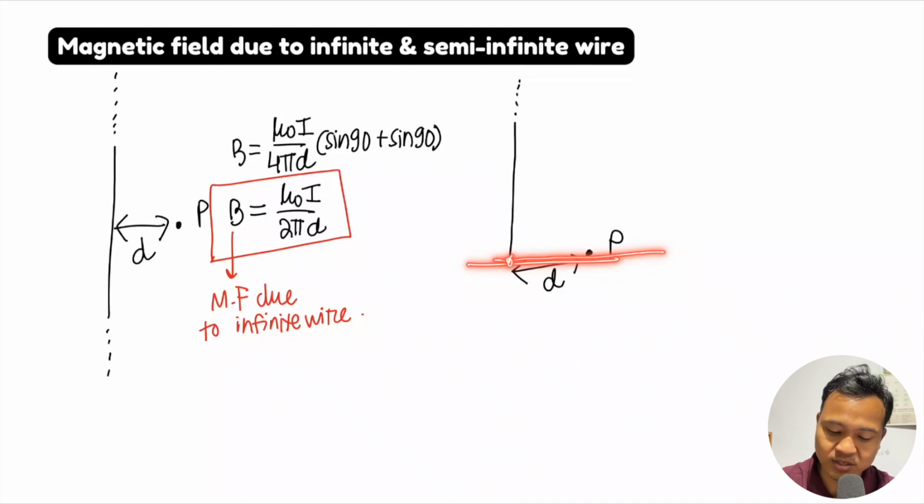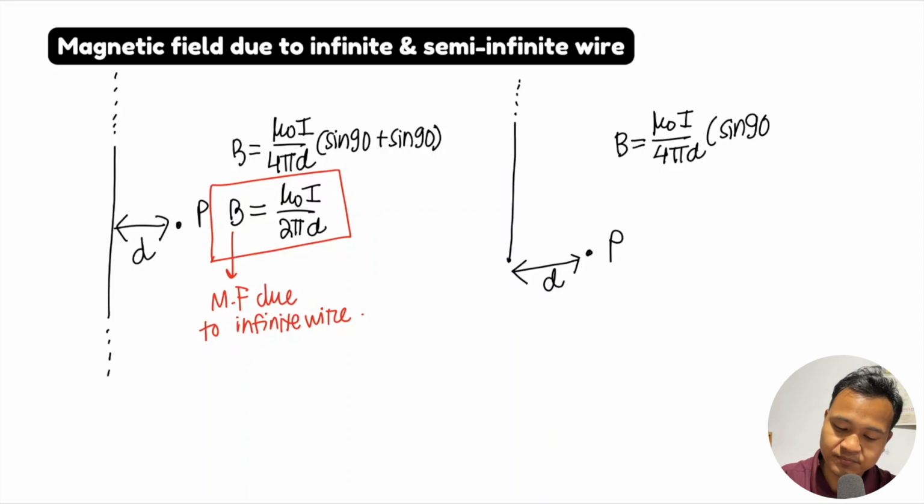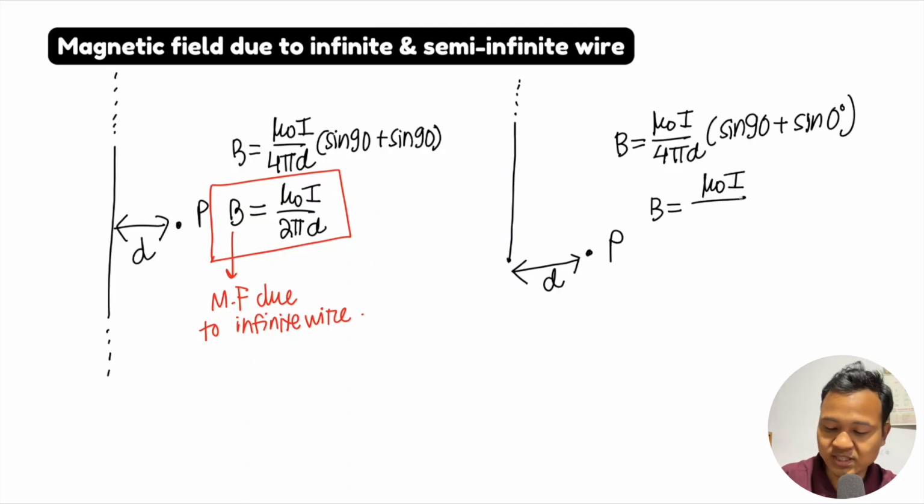We have to go till here. Theta 1 measures the angle, and for theta 2, you don't have any part of the wire here. So that means theta 2 is 0. So B will be mu naught into I by 4 pi d, with sine theta 1 equal to 90 and theta 2 equal to 0. So B equals mu naught into I by, sine 90 is 1 plus 0, so 4 pi d.